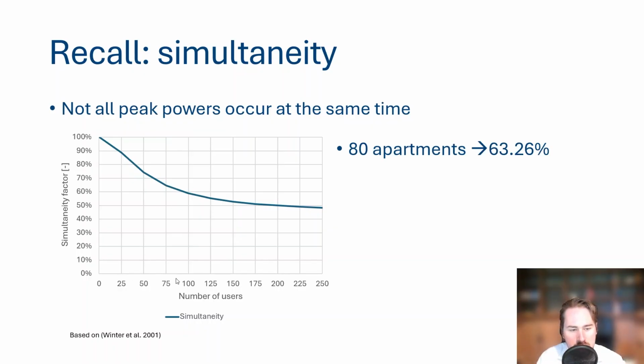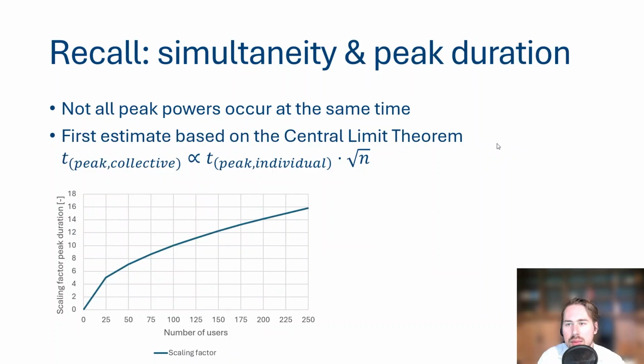Now, for 80 apartments, we're around here, so we see that around 63.26% of our total installed power, 80 apartments multiplied by 3.4 kilowatts in heating, only 63% of that will be simultaneous. And next to this simultaneity, we also had the concept of peak duration, where we say, okay, it's not only the peak power that changes. Okay, we have a lower resulting peak power due to the simultaneity, but the duration of this peak increases. And there was no real research about that.